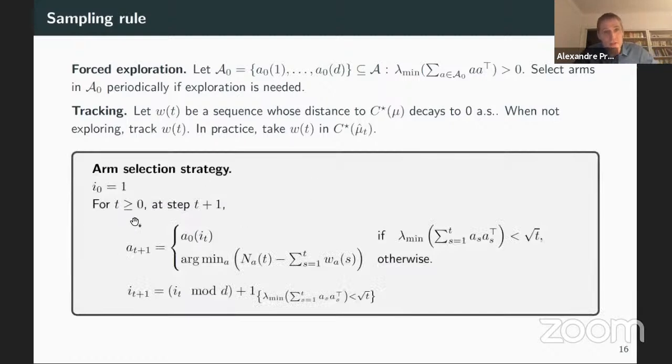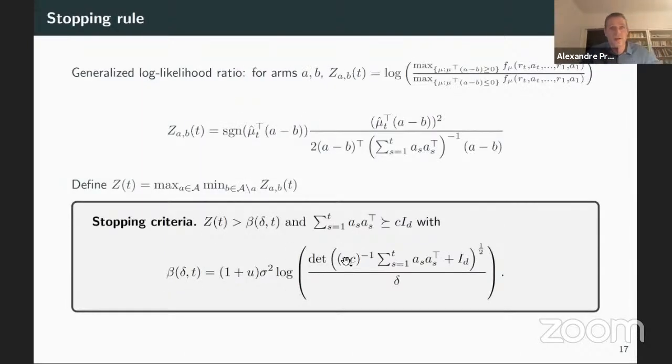Okay, so this is the arm selection strategy. When the lambda min of the covariance matrix is smaller than square root of T, we explore in a round robin manner. And when we don't need to, we track the best allocation. All right. For the stopping rule, we use the generalized log likelihood ratio. And this is very classical. What is not classical is the way to tune the threshold. And the threshold here works, and it does not depend on K, on the number of arms. So that's a critical component of the algorithm.